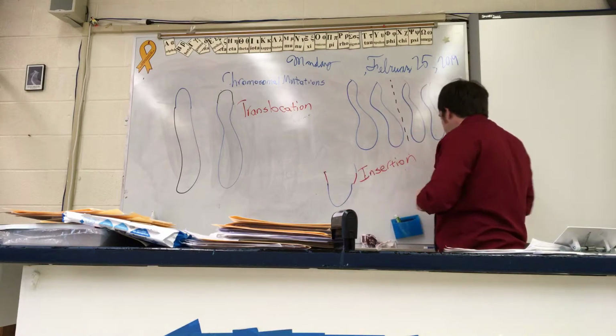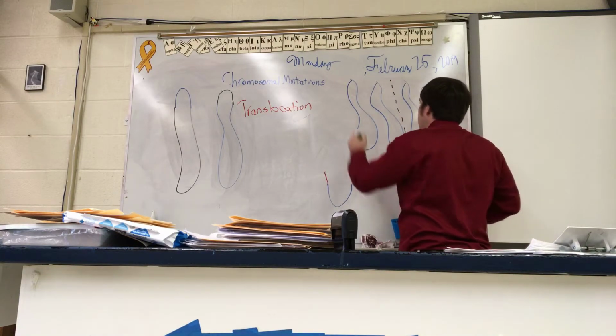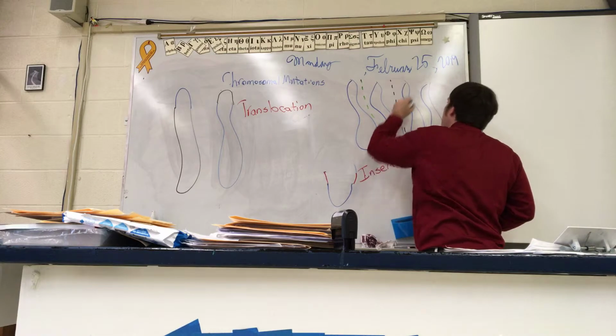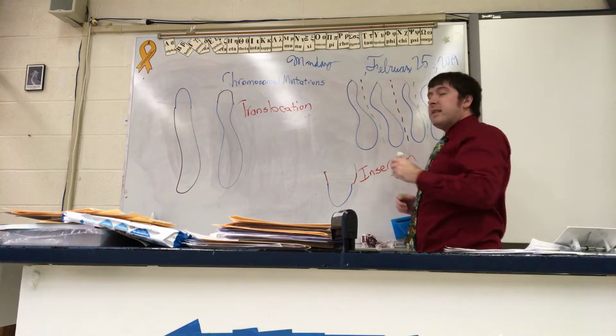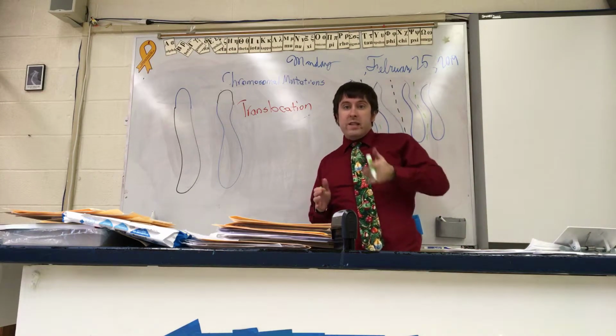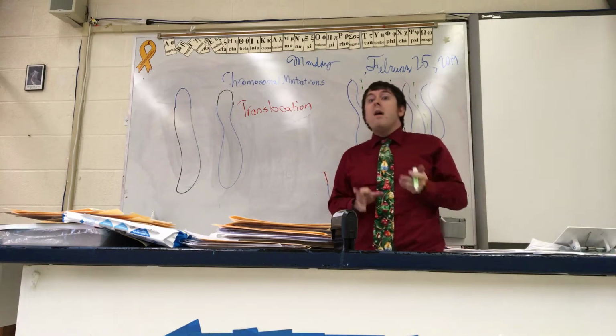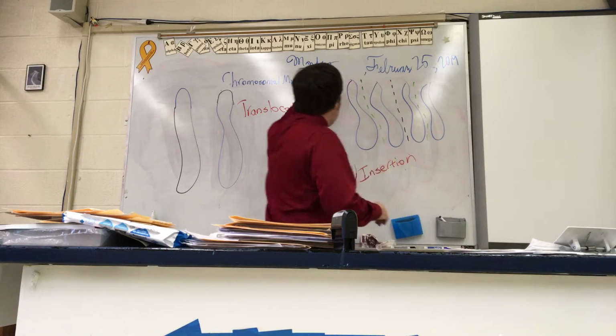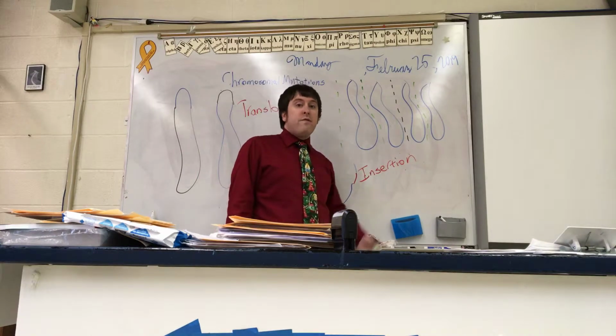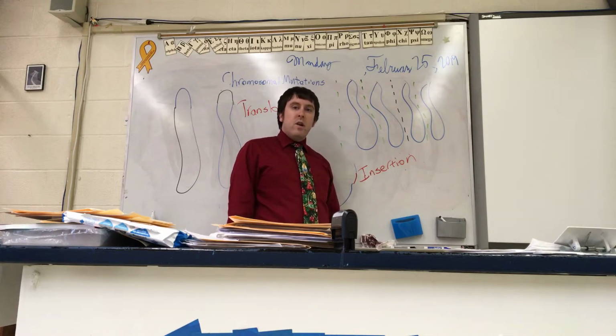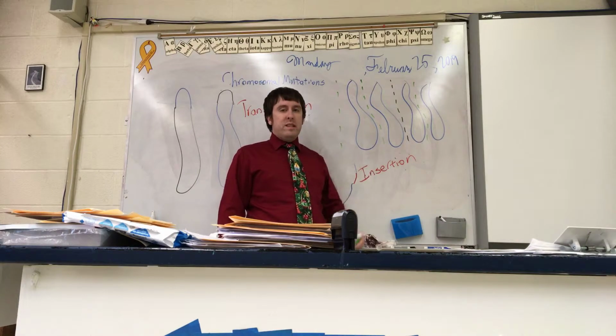Non-disjunction is a disorder where instead of splitting there, maybe it splits here. Maybe it splits here. Splits in different locations. Instead of going 2 and 2, maybe it's 3 and 1. Maybe it's even out here. Maybe it never splits at all. It's 4 and none, resulting in extra chromosomes in a cell.